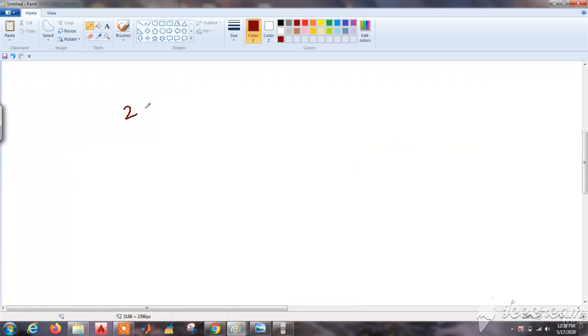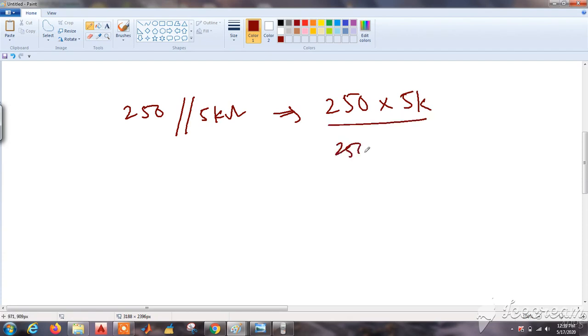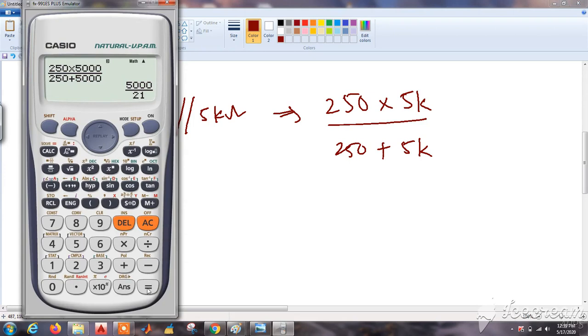Or I can simply write that 250 ohms is in parallel with 5 kilo ohms. When two resistors are in parallel, the equivalent resistance will be R1 into R2 divided by R1 plus R2. So 250 into 5 kilo ohm divided by 250 plus 5 kilo ohm. This gives an equivalent resistance of 5000 by 21, or also we can write 238.095, but I will write 5000 by 21 only.